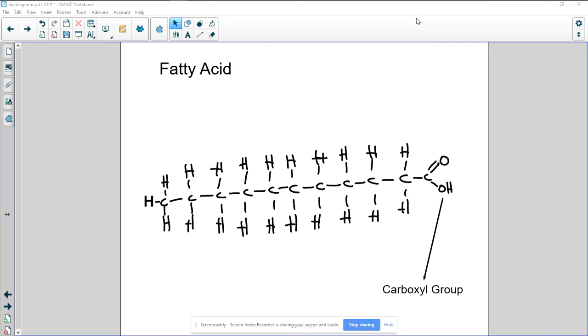Okay, this is screencast number 4. This corresponds to slides 72 to 79 on the PowerPoint. There are drawings involved here, and this one is on the types of fatty acids.